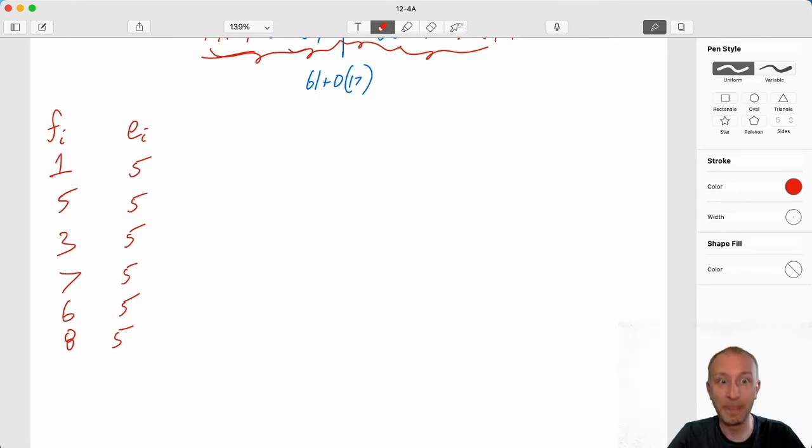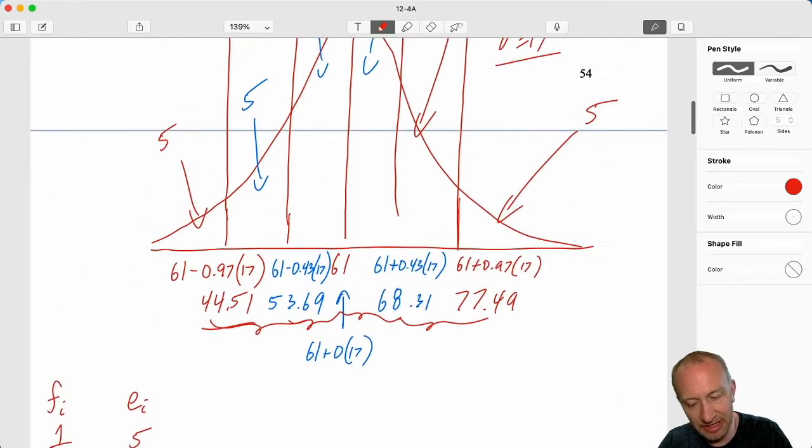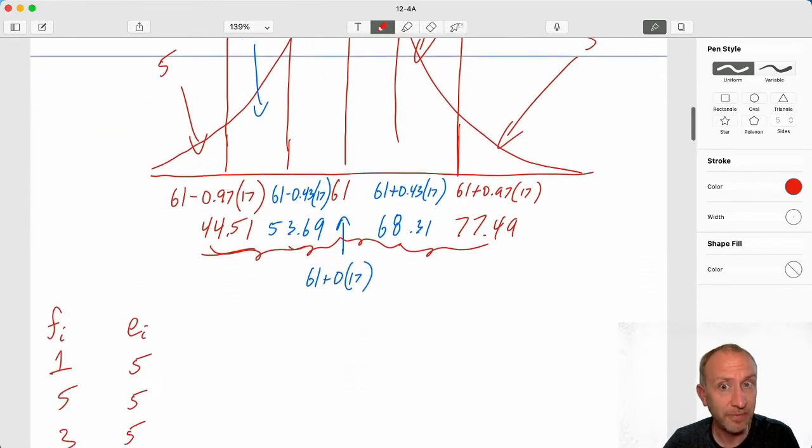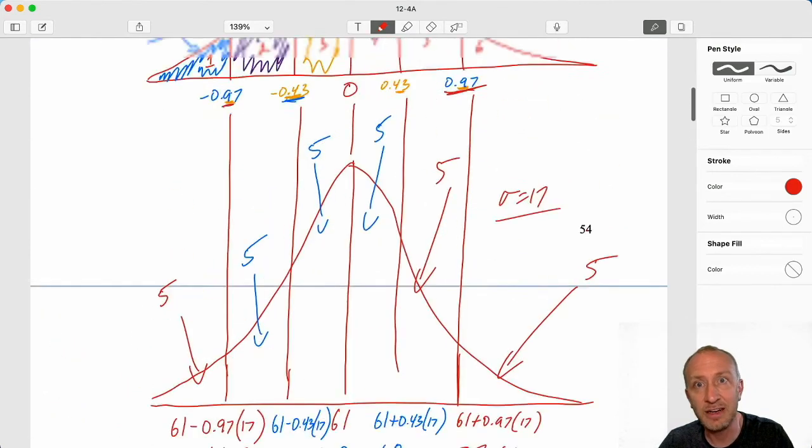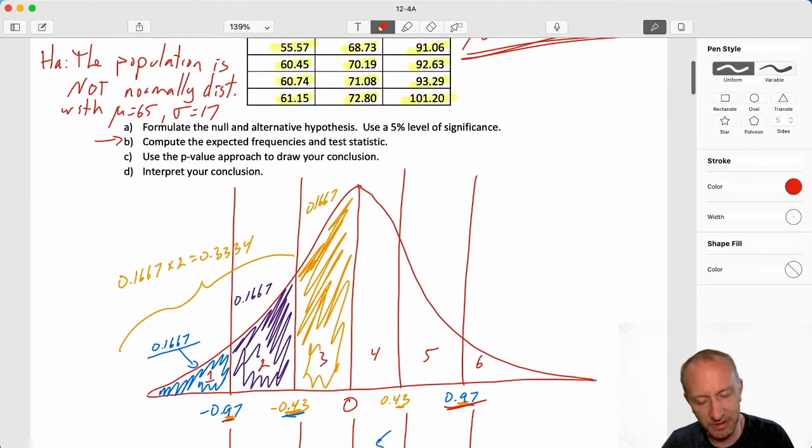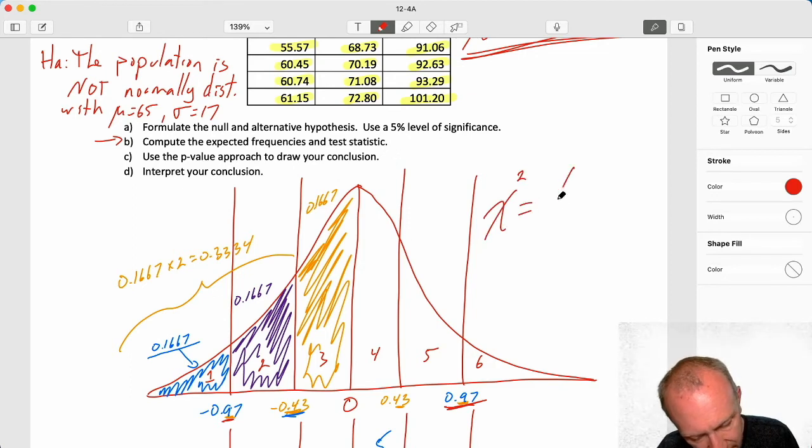That's it. Now we can go through the same calculations that we did in all of the previous chi-squared tests. Our test statistic is identical. Our test statistic here, I'm scrolling around to try to find some room, is still looking at the difference between our observed frequencies and our expected frequencies, squared.